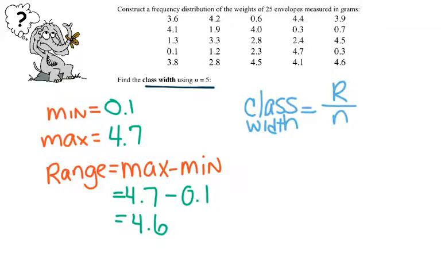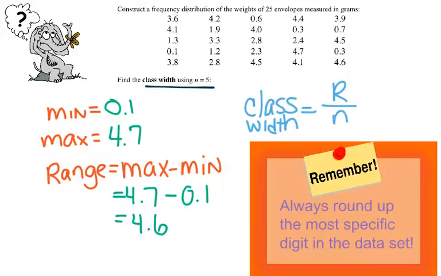Now, since they wanted us to create a class width with 5 classes, our n is equal to 5. Remember that we always have to round up. Now, in this particular case, all of our values go to the tenths place, or even if just one of them went to the tenths place, we can't really round up to the nearest whole number automatically. Since each of our data values go to the tenths place, now our class width we will round up in the tenths place, not the ones place.